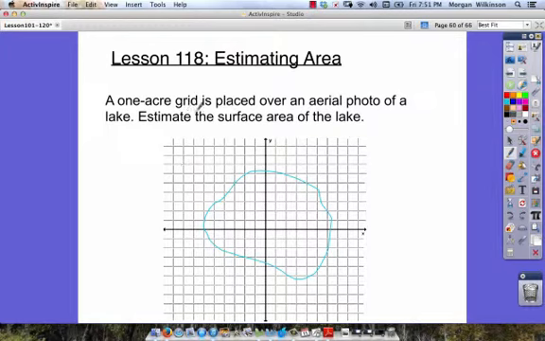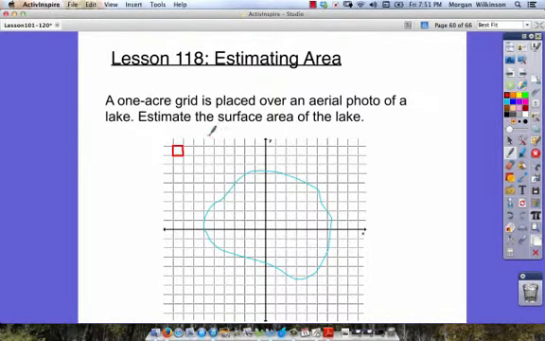A 1-acre grid is placed over an aerial photo of a lake. Estimate the surface area of the lake. Now a 1-acre grid, what that means is that each individual space, each individual grid square here, is 1 acre.